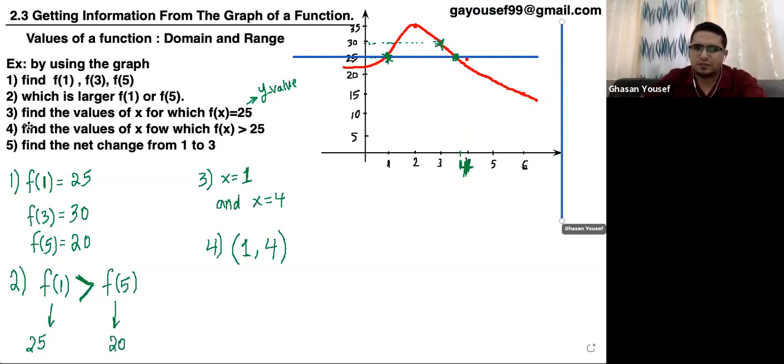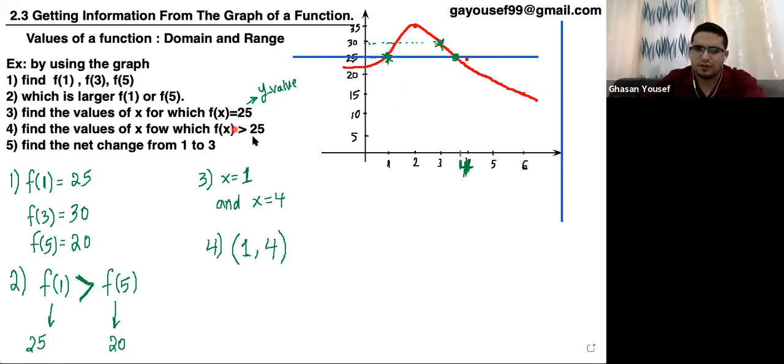Again, for question number 4, they ask about the interval when f of x is greater than 25. To solve this one, you have to graph a blue horizontal line at 25, and you should know where the curve is above this line. The curve will be above this line starting at 1, as you see here, and ending at 4. But the 1 and 4 are not included.